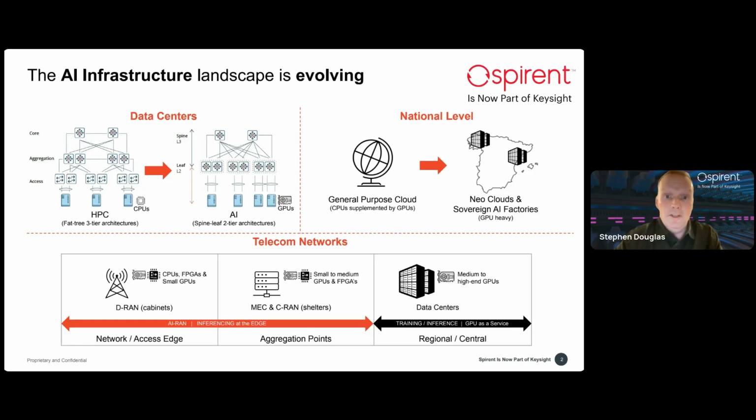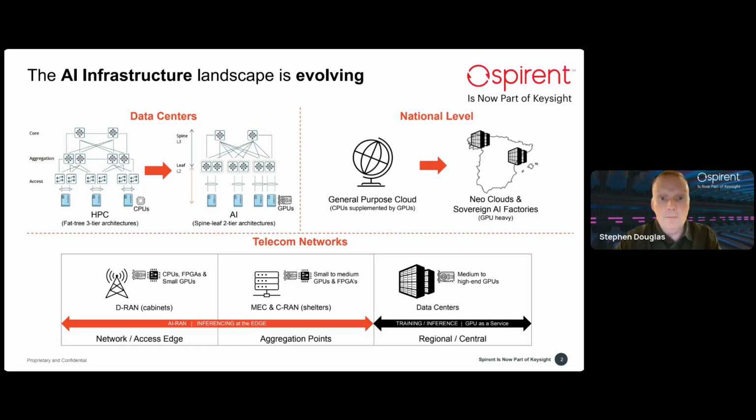Now, on the national level, on the top right, general purpose clouds are increasingly being augmented by neo clouds and sovereign AI factories to address the growing need of data sovereignty and AI specialization. With neo clouds, you're introducing architectures tailored specifically for high performance AI and data intensive workloads. Meanwhile, sovereign AI factories serve as national scale platforms that combine compute, data, and model development capabilities under local jurisdictions.